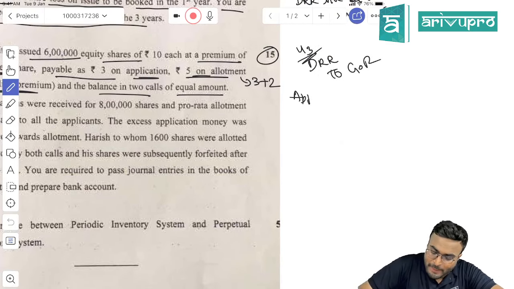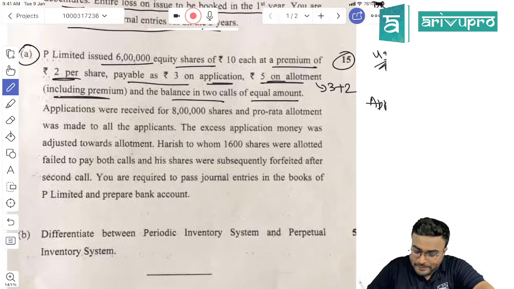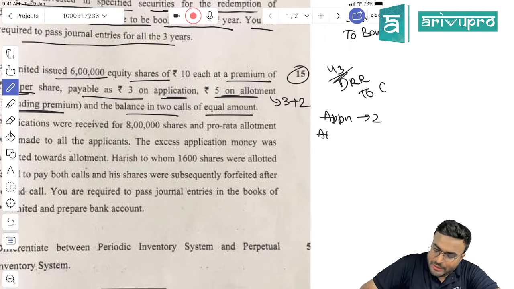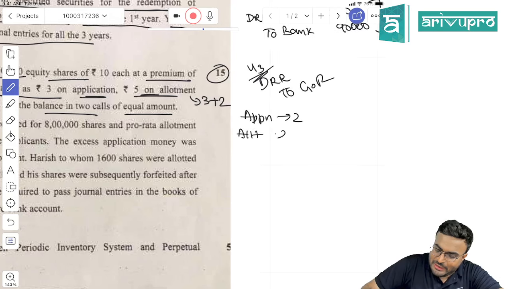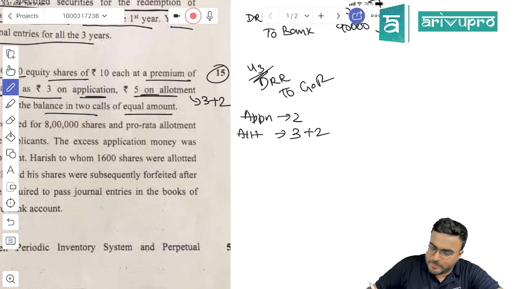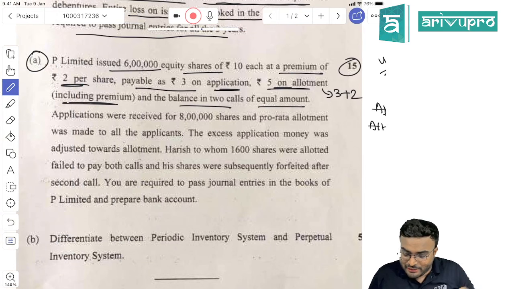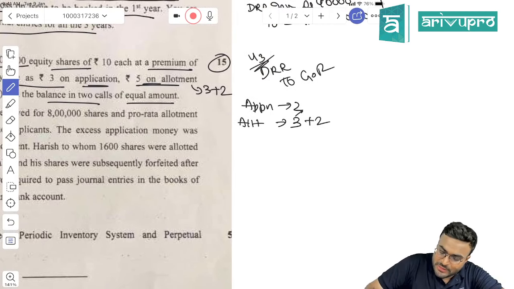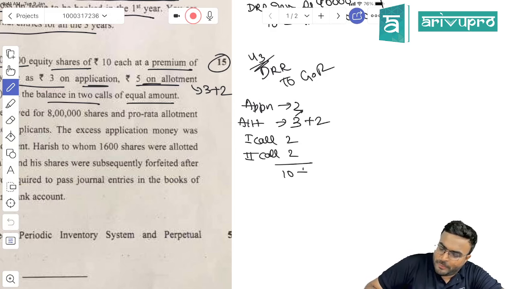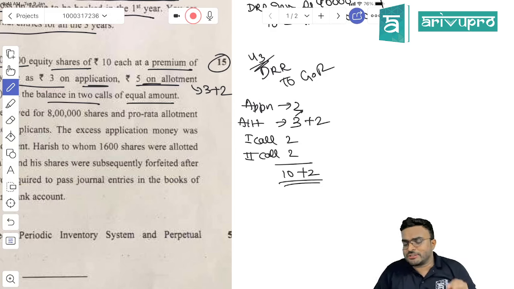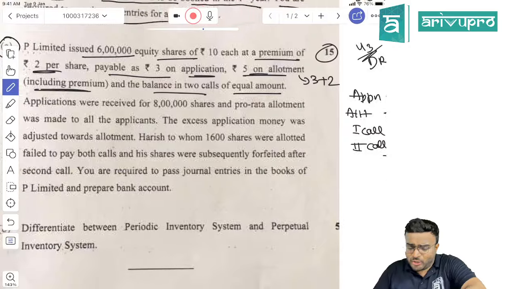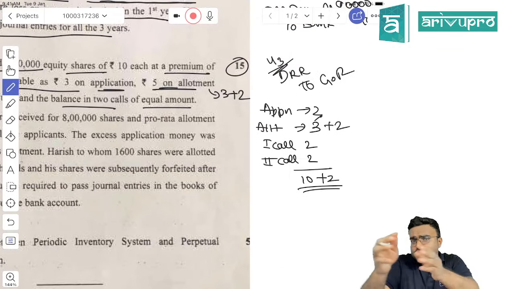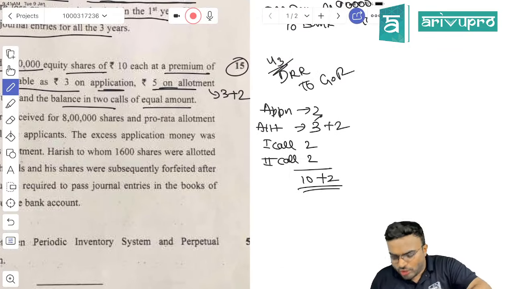So what we are going to do, application is how much? Application is 3 rupees. Allotment is basically 3 rupees plus 2 rupees premium. Balance they said in 2 calls, so first call will be 2 rupees, second call will be 2 rupees. Basically 10 rupees plus 2 rupees. This is your share structure. Application 3 rupees, allotment will be 3 plus 2, 5 rupees. First call 2, second call 2.